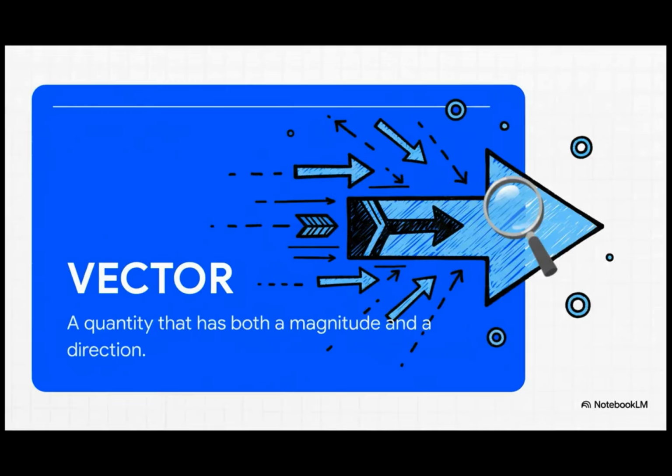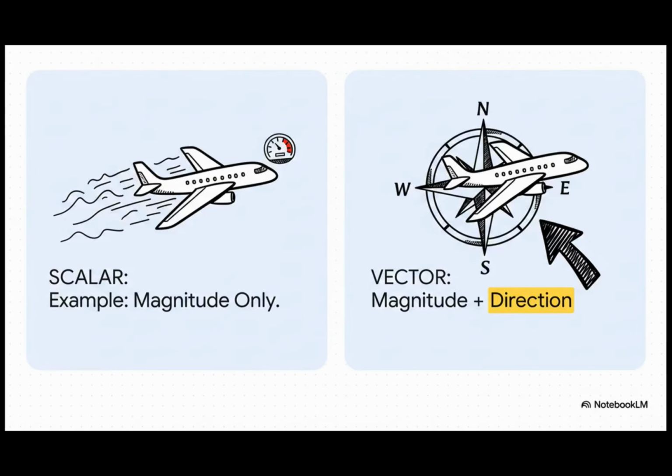Now let's bring in the vector. A vector also tells you how much. It has a magnitude, just like a scalar. But then it adds one absolutely crucial, game-changing piece of information: direction. So it's not just a random number anymore. It's a number with a purpose. It's pointing somewhere. Let's make this real.